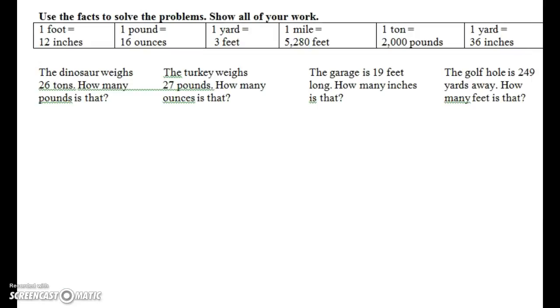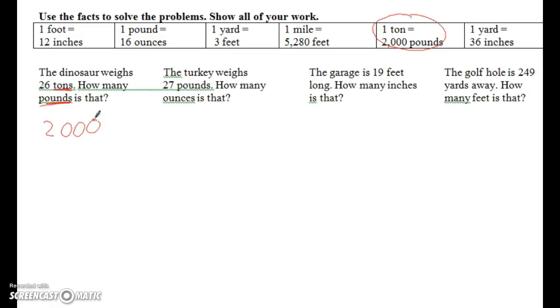Use the facts to solve the problems. Show all of your work. The dinosaur weighs 26 tons. How many pounds is that? Well, I see the word tons and pounds, so I need to go find that fact, which is right here. So 1 ton is 2,000 pounds.